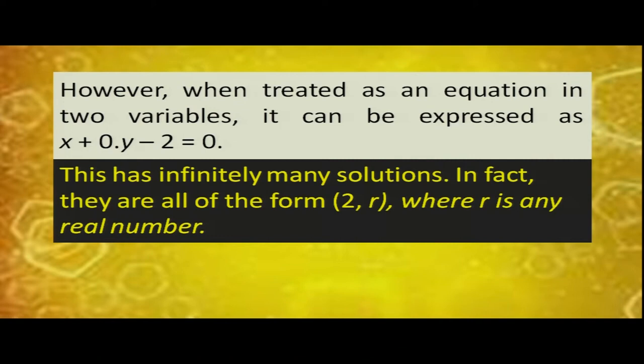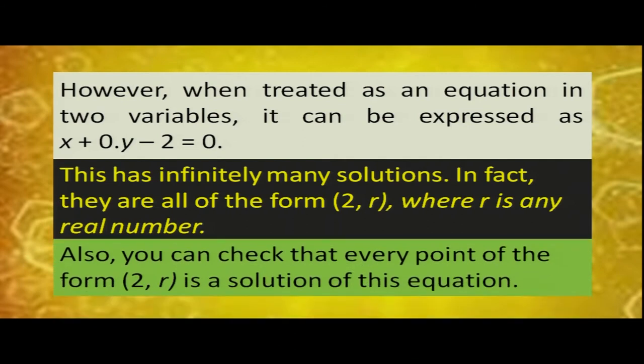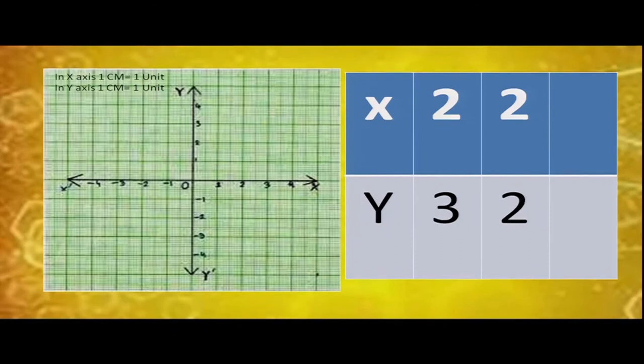So, r is any real number, that means x is fixed. What is that fixed value? Its value is 2. So, also you can check that every point of the form (2, r) is a solution of this equation. Let's have a look at the graph of this equation.